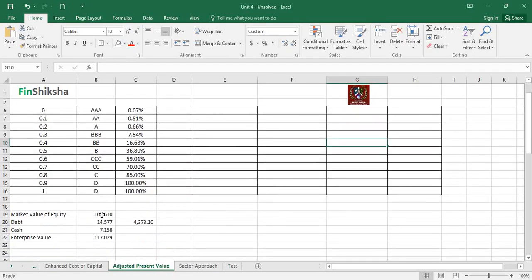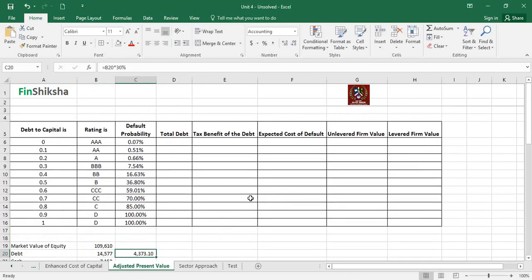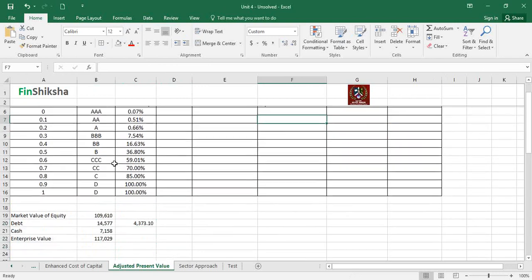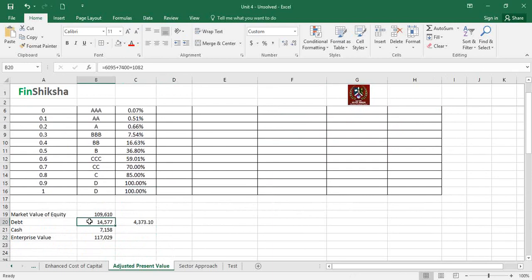So that's what we have calculated. If you see, the current enterprise value is put here. The tax benefits are here, and we can find the expected cost of default. Remember, given their current debt equity structure, this is the debt and this is the market value of equity. We can divide the debt by the equity and we find 0.13 is the structure.